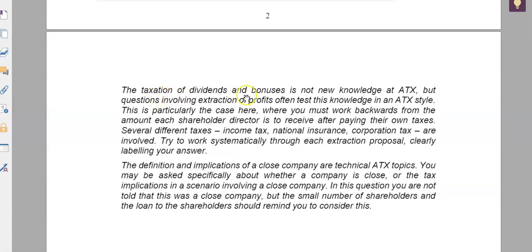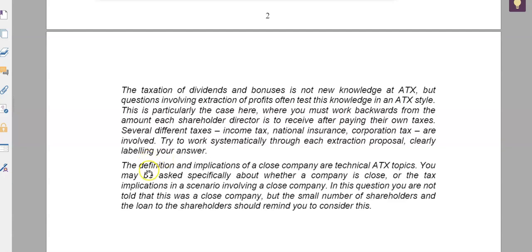The taxation of dividends and bonuses is not new knowledge at ATX, but questions involving extraction of profit are often tested in an ATX style. This is particularly the case here, where you must work backwards from the amount each shareholder or director is to receive after paying their own taxes, and this is what you missed. Several different taxes are involved: income taxes, national insurance, corporation taxes. So in this one question, there were income taxes, national insurance, and corporation tax. Try to work systematically through each extraction proposal, clearly labeling your answer. So again, the examiner is also requiring you to work slowly.